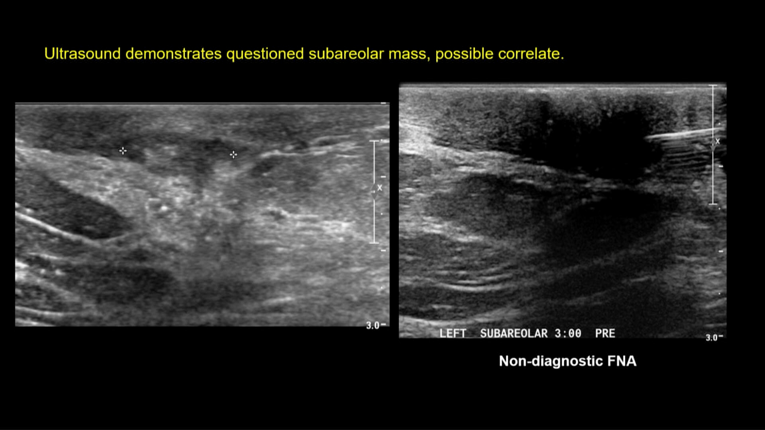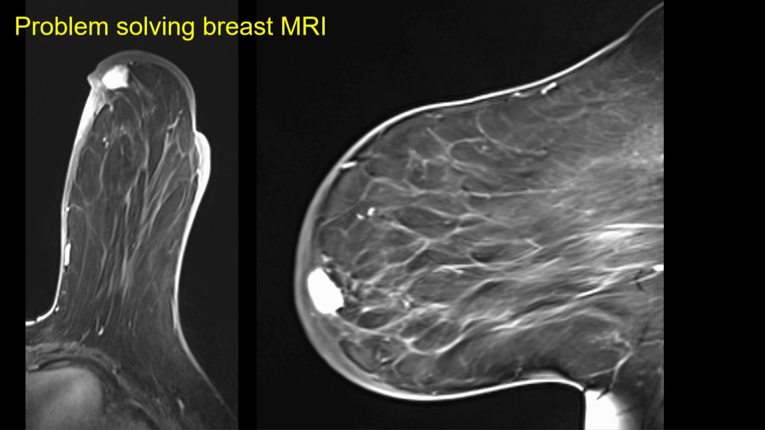So the ultrasound demonstrated a questionable subareolar mass. I find ultrasounding the subareolar region to be quite challenging. An FNA was performed because of the location near the nipple areolar complex, and this is a non-diagnostic FNA. Well, we know there's a mass there, so a problem-solving MRI was obtained.